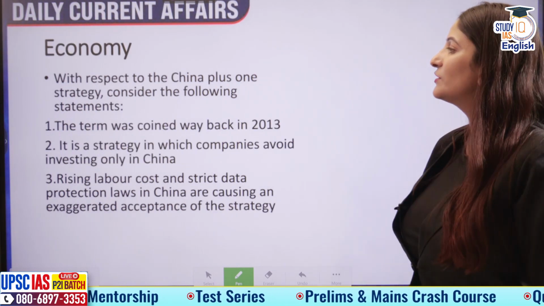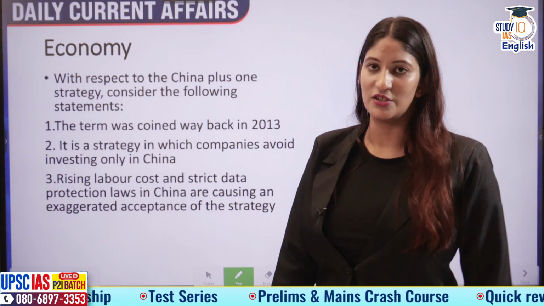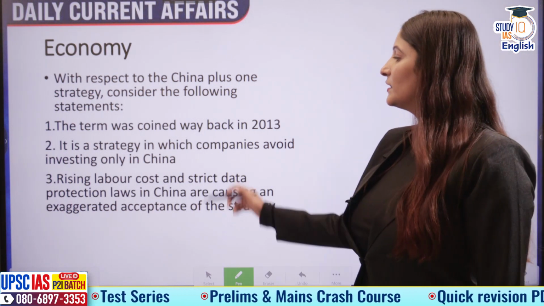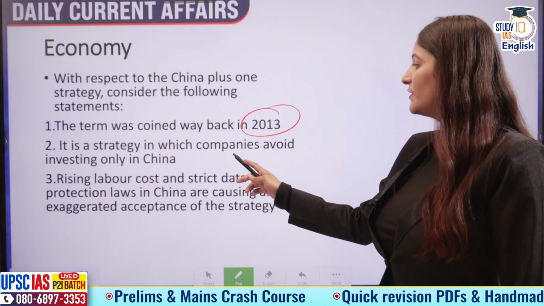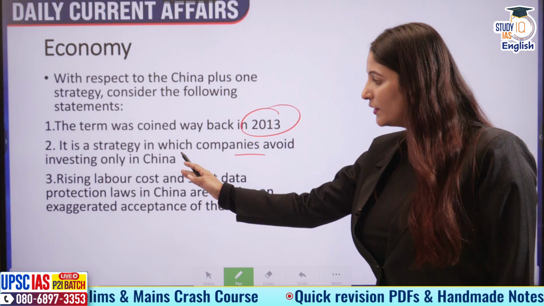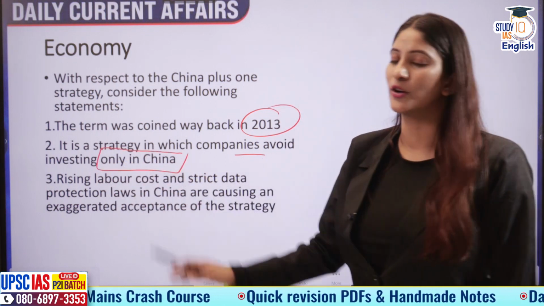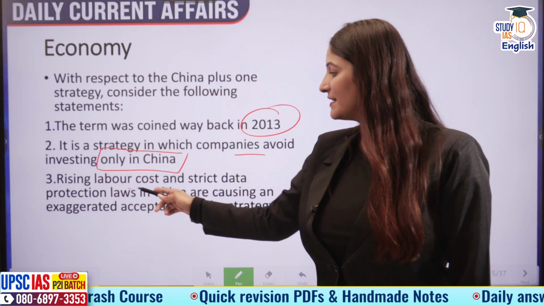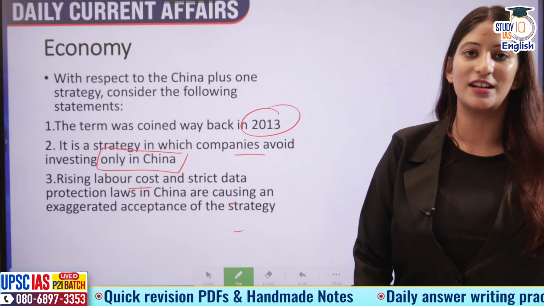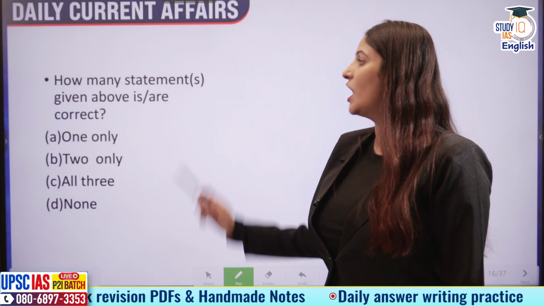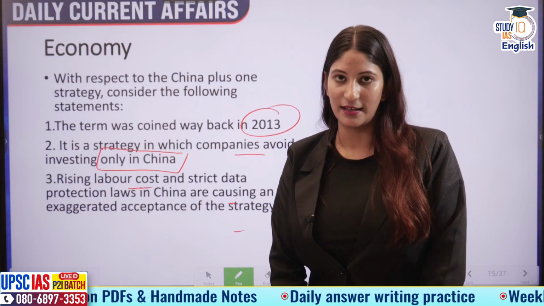Moving on. With respect to the China Plus One strategy, consider the following statements. The term was coined way back in 2013, and it is a strategy in which companies avoid investing only in China. Here is an extreme word, only in China. Rising labor cost and strict data protection laws in China are causing an exaggerated acceptance of this strategy. How many of the statements given above is or are correct?